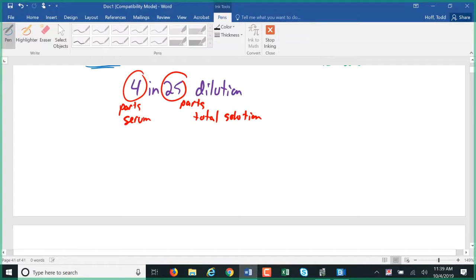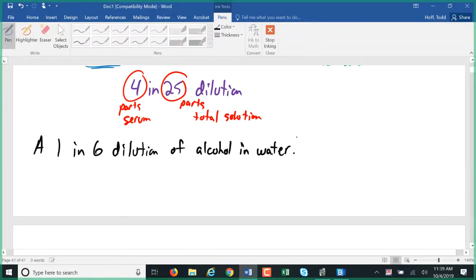So what that means, let's say we have a 1 in 6 dilution of alcohol and water. What that is saying is we have a ratio of 1 to 6, where the 1 stands for the parts of serum. In this case, that serum is alcohol. And 6 parts solution.